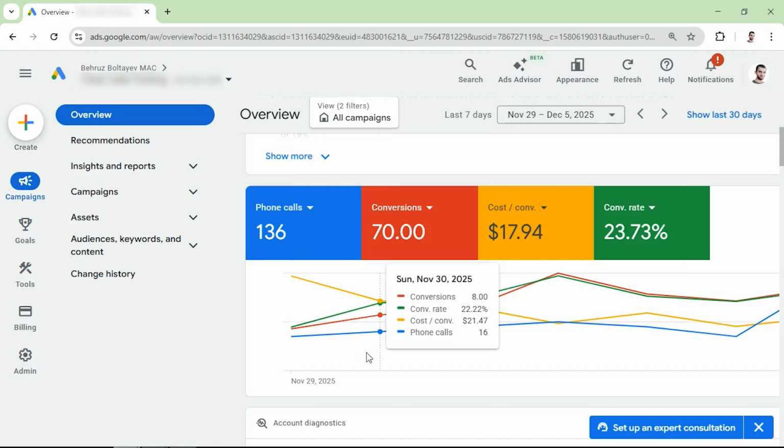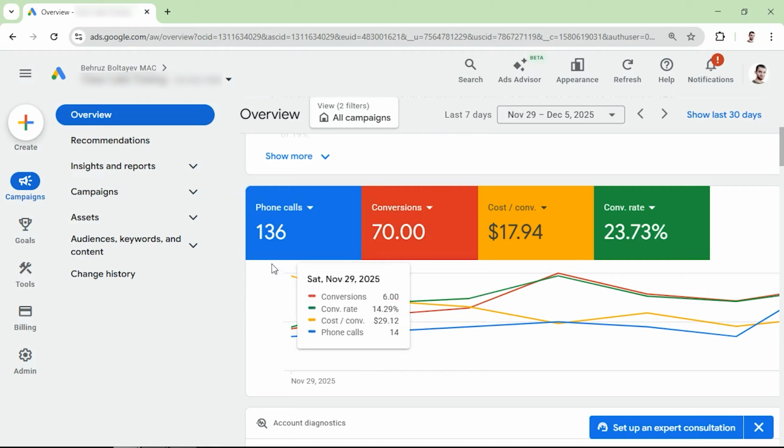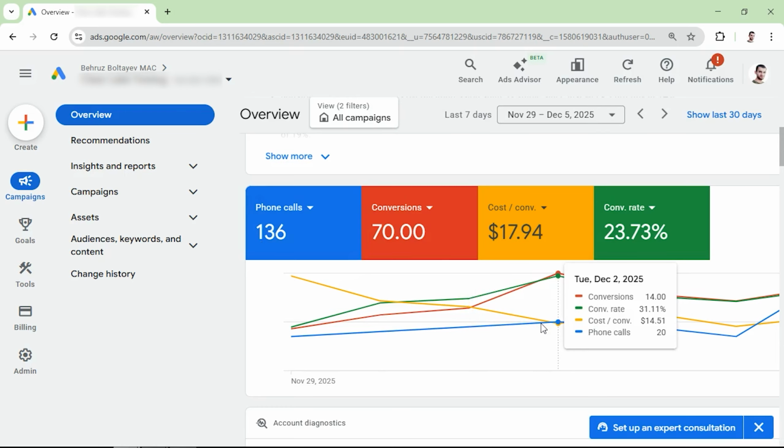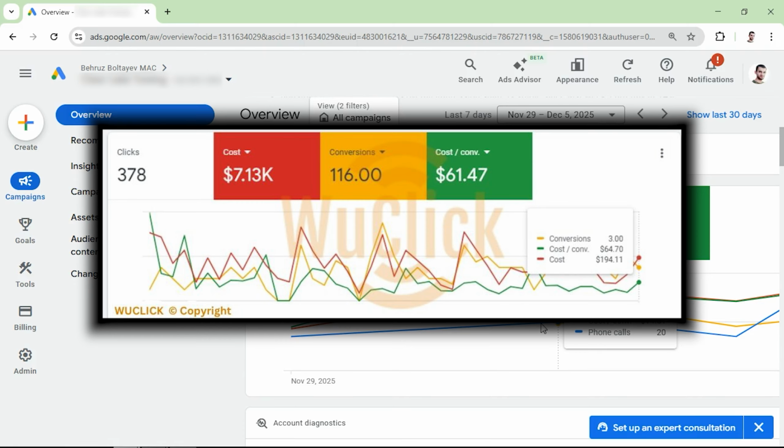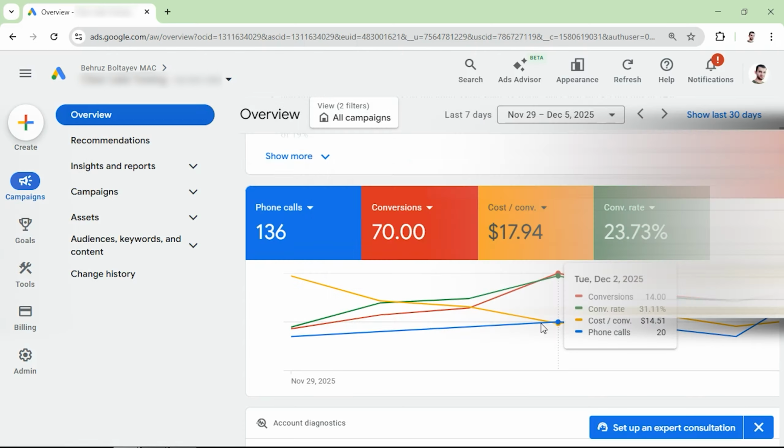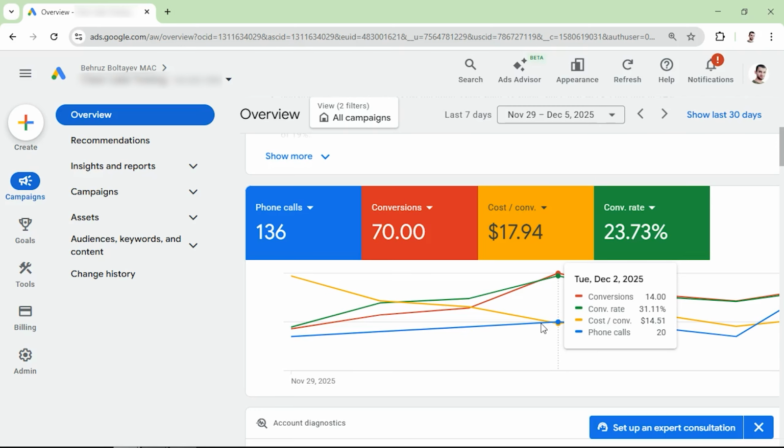So this is one of our example accounts, and as you can see, in the last 7 days it has generated 136 phone calls and 70 conversions. This is one of our example local service accounts, and you can see more of this kind of case studies on my website as well, where I usually help local service businesses generate phone calls with Google Ads. And as you can see, we have 70 conversions and around 17.94 cost per conversion.